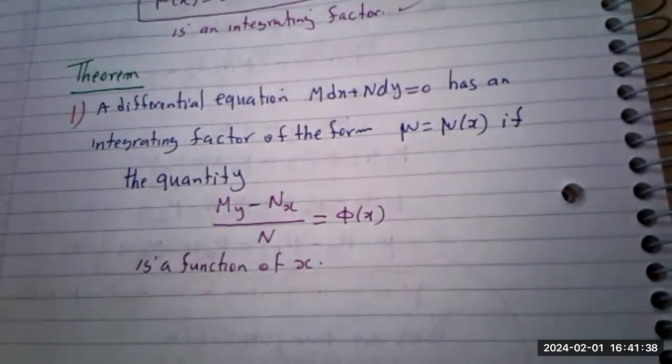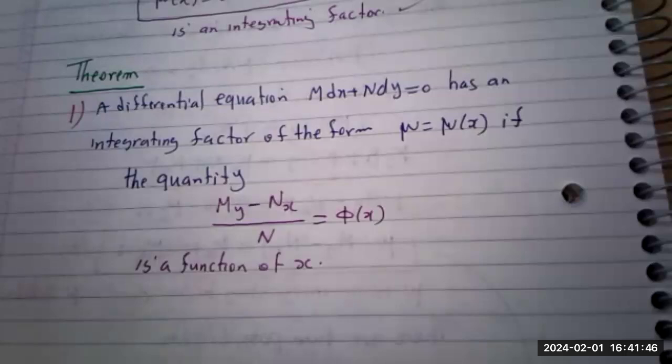So you already got M sub y, N sub x. They are not equal to each other. Subtracted, divided by N. If x and y disappear, the result should be a function of x. So you may get 1 over x, or you may get 1/2, 1/5. No y in it, okay? If this is the case, we say, oh, there you are.